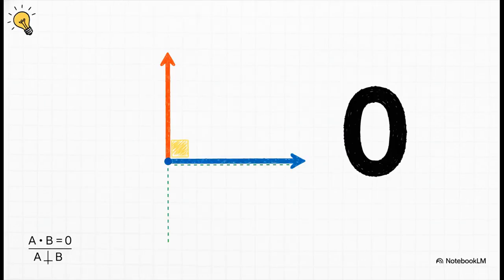But here's where it gets really interesting. What happens when they're perfectly perpendicular? The angle is exactly 90 degrees, and the cosine of 90 degrees is 0. So the dot product? It's 0. Zilch. Nada. It means there is absolutely no alignment. One vector has 0 effect in the direction of the other.